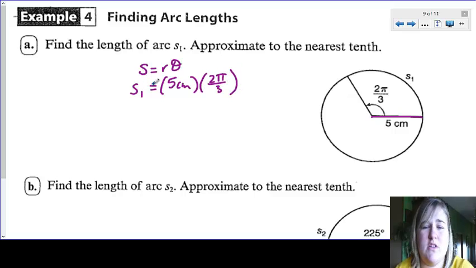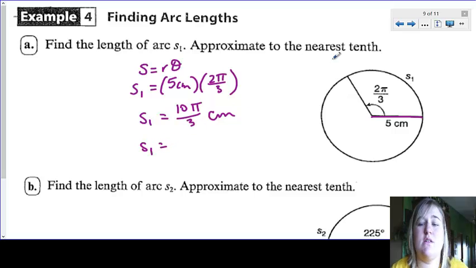And now all I have to do is multiply. So when I multiply those, I get S sub 1 equals 5 times 2 is 10 pi over 3 centimeters, and then I can punch it out in my calculator. It says approximate to the nearest tenth, so I'm going to plug in 10 times pi divided by 3, if I can punch it into my calculator correctly.